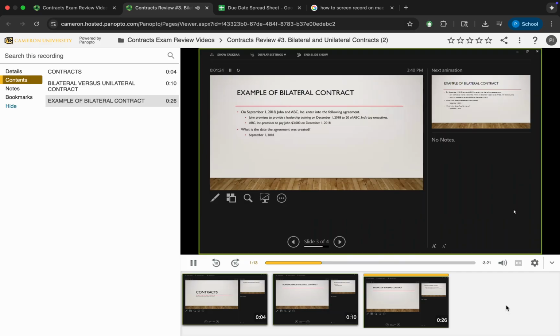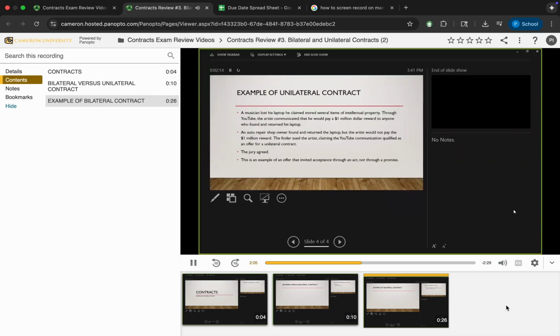So a few questions that we can ask about a bilateral contract. What is the date the agreement was created? Or what was the date that the contract was formed? That was on September 1. September 1 was when we had an offer, an acceptance, and consideration. What is the date of performance? Not until December 1 of 2018. What is the earliest point in time that the contract could be breached? It could be breached any time after it was created, so any time after September 1st of 2018. So the contract is created once we exchange a promise in exchange for a promise, even though the performance doesn't happen until later on December 1.